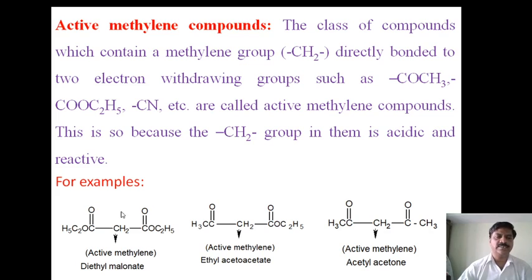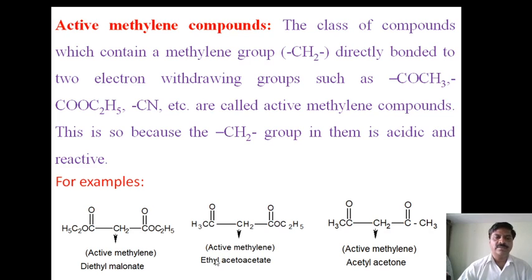Example for this, we take the active methylene compound diethyl malonate, in which the methylene group is present in between the two groups. These are two strong electron withdrawing groups, and the methylene group is flanked between them. Therefore, this indicates it is more acidic in nature.